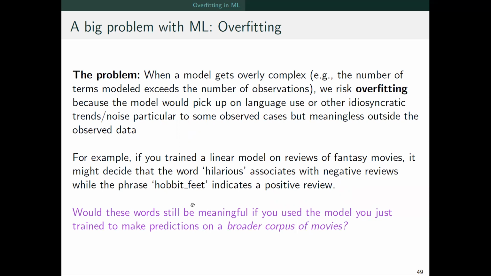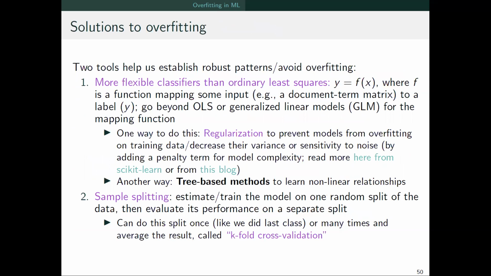Whereas the phrase Hobbit feet would indicate a positive review. But if you're looking at all movies, the phrase Hobbit feet probably is an insult, and the word hilarious is probably a good thing. So you get the sense that words have different associations, and their patterns and relationships with the classes you're trying to identify can vary. So you want to pick up general patterns without being overly focused on specific idiosyncratic language. And the way to do that is with a couple of different tricks.